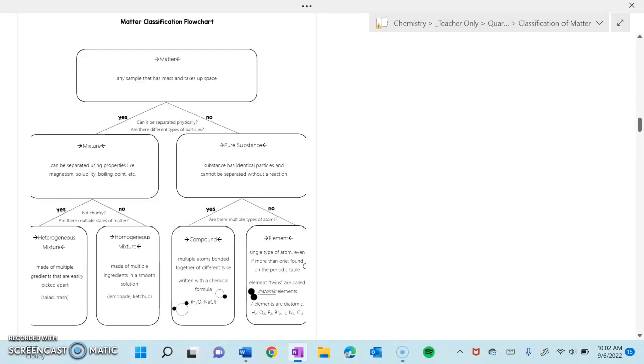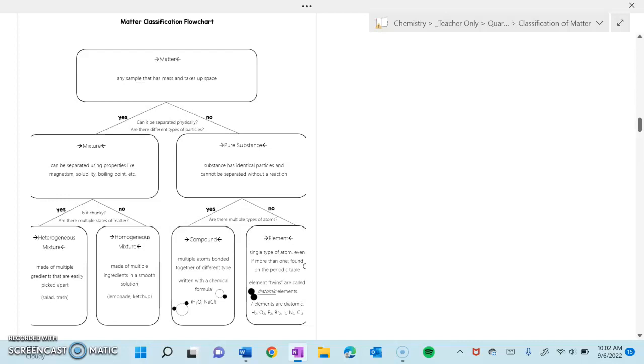Mixtures can be separated using properties like magnetism, solubility, boiling point, and all of those types of things. They also have different types of particles in their particle diagrams. So, next question to ask yourself, is it chunky? Are there multiple states of matter? If yes, it's a heterogeneous mixture made of multiple ingredients that are easily picked apart, like salad or trash. If not, then it's a homogeneous mixture made of multiple ingredients in a smooth solution, like lemonade or ketchup. So those are mixtures.